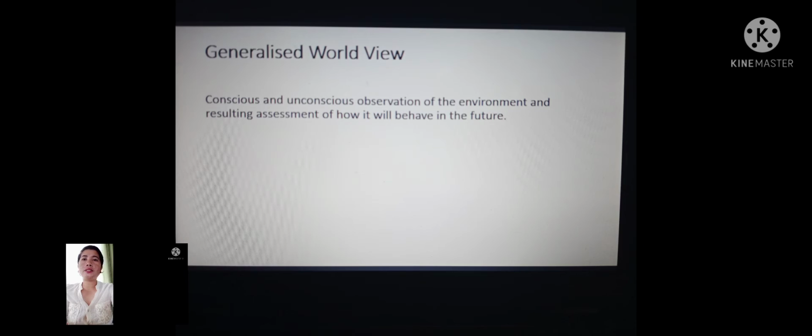So the second one is generalized worldview. It is the conscious and unconscious observation of the environment and the resulting assessment of how it will behave in the future. In other words, we form our view of how the world and our environment are likely to develop.